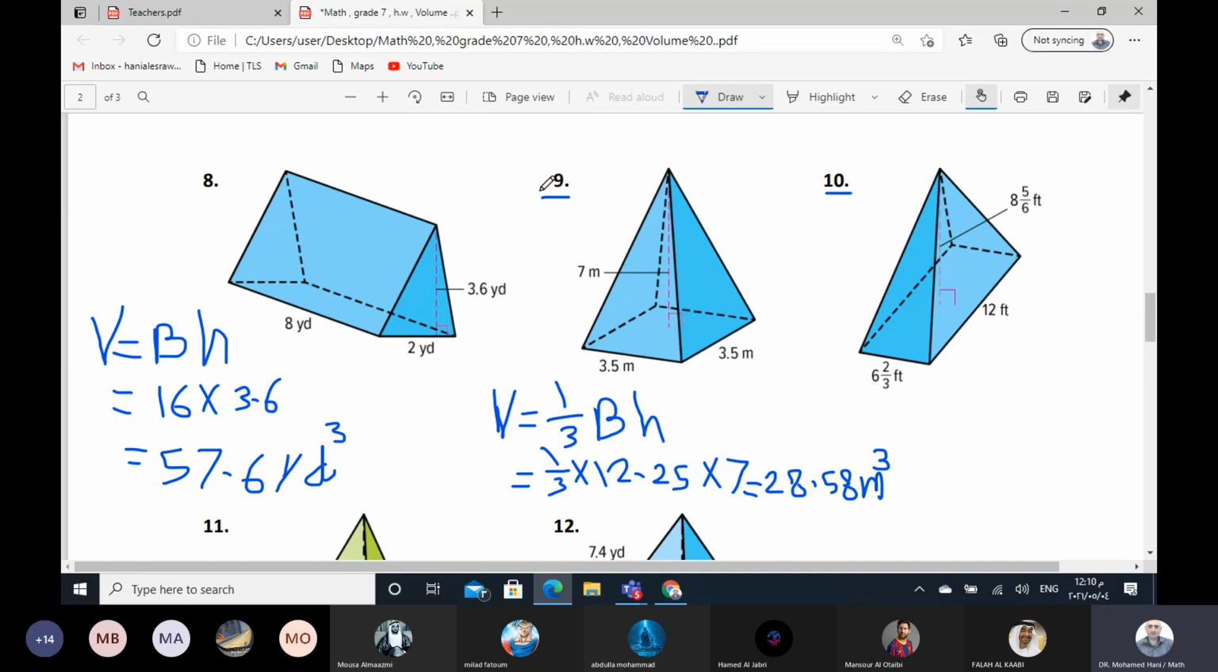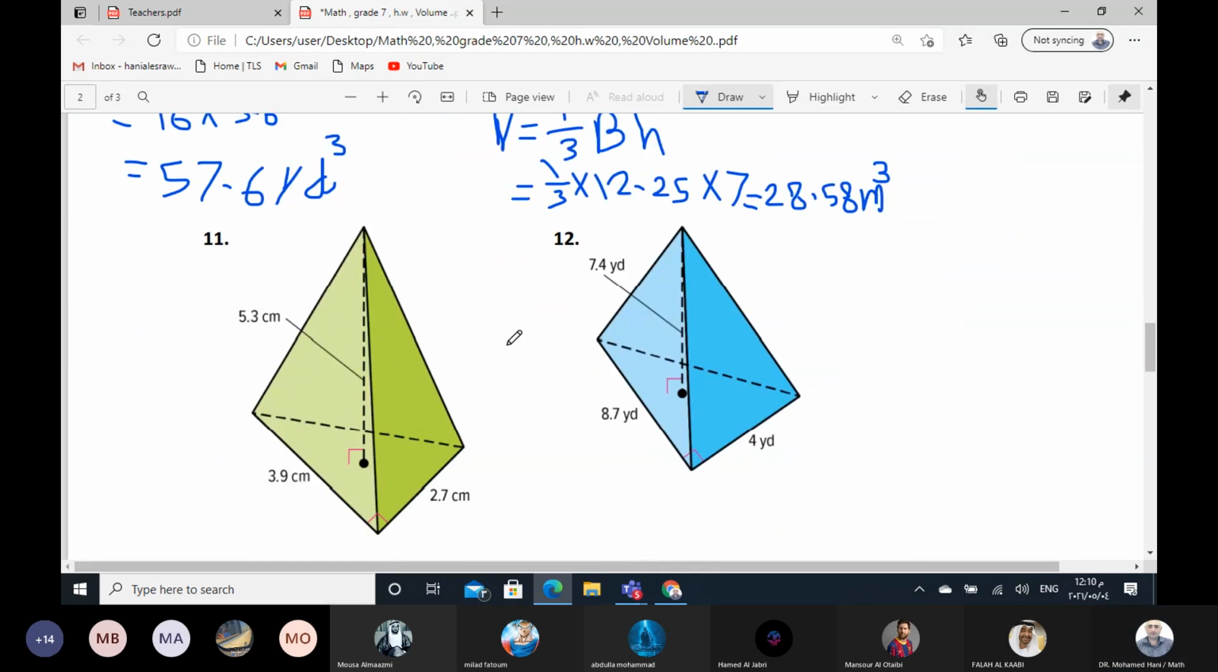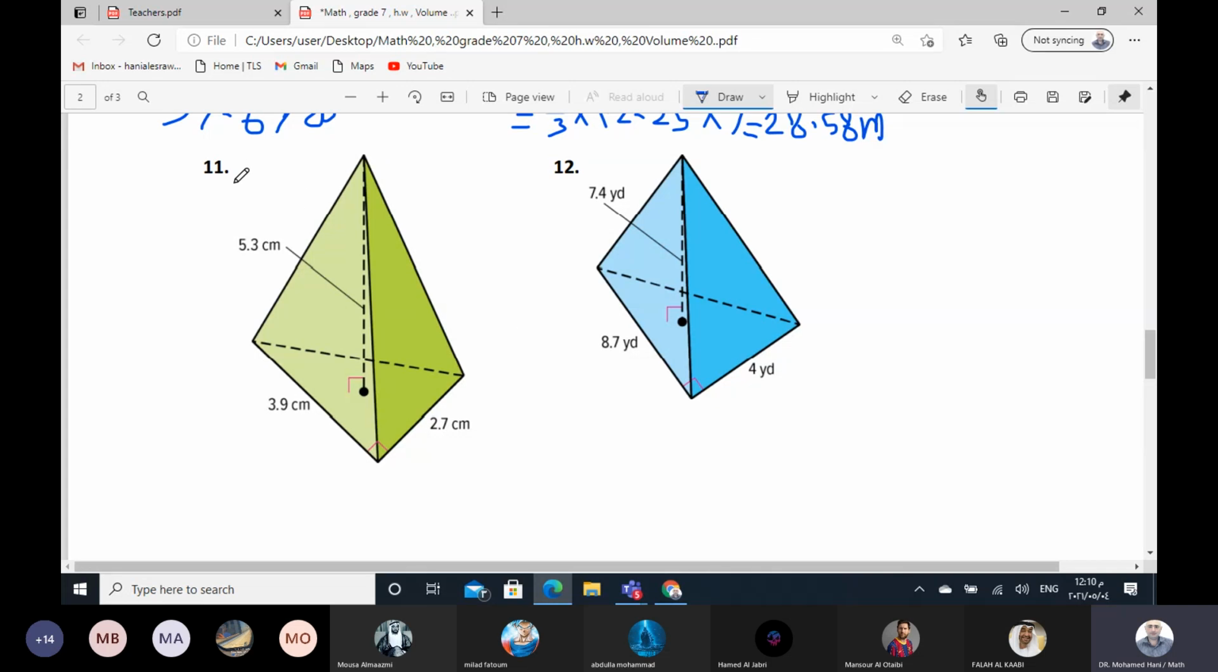Number 10, the same idea of number 9. Number 11, also here we have a pyramid, but the base will be a triangle. So this is a triangular pyramid. So we use the formula V equals 1 over 3 multiplied by the area of the base, multiplied by the height of the pyramid.